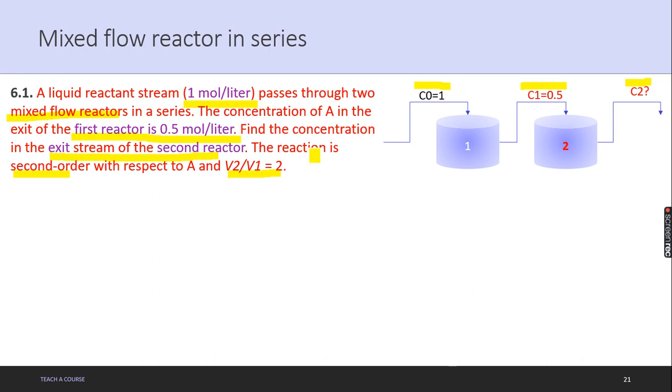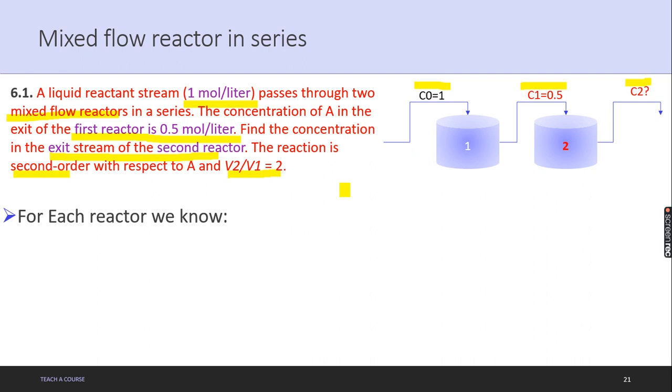So this is the diagram and this is the problem. We have to find out C2. So how to deal with this problem? This problem can be solved independently because only two reactors are involved. For example, in case of reactor 1, C0 is the input, C1 is the output. For reactor 2, C1 is the input and C2 is the output. So we'll do the problem solving here in terms of concentration.